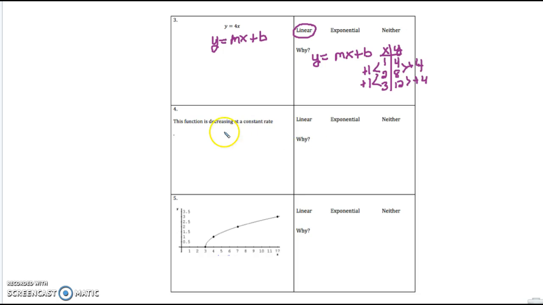If this function is decreasing at a constant rate, decreasing means it's going down. That doesn't necessarily make it linear or exponential, but at a constant rate, meaning if you sketch a graph, we're going down at a constant rate, that is going to make us linear. It's decreasing at a constant rate.